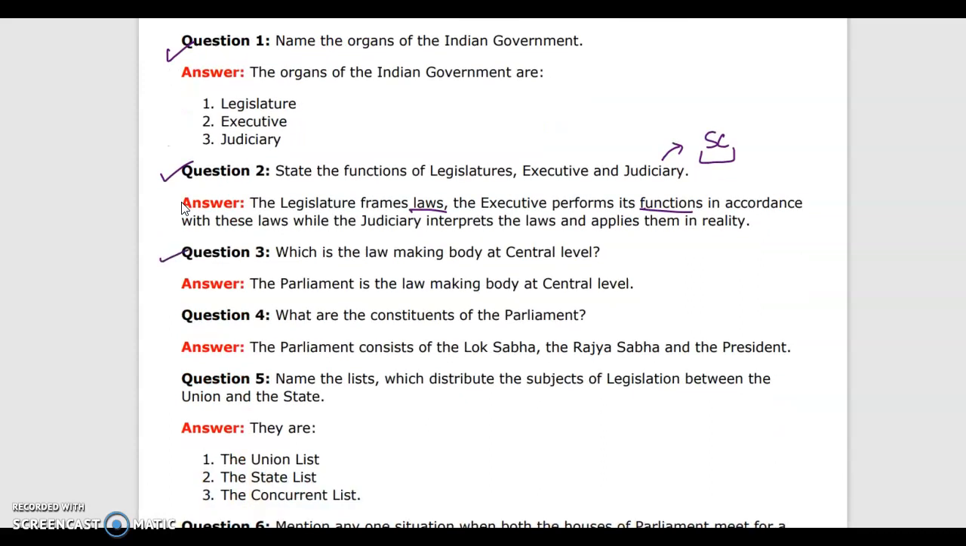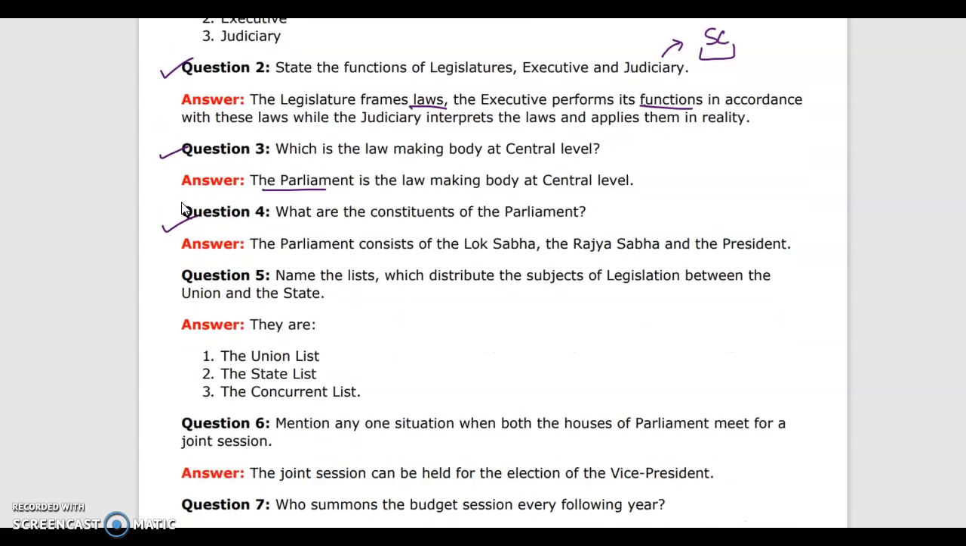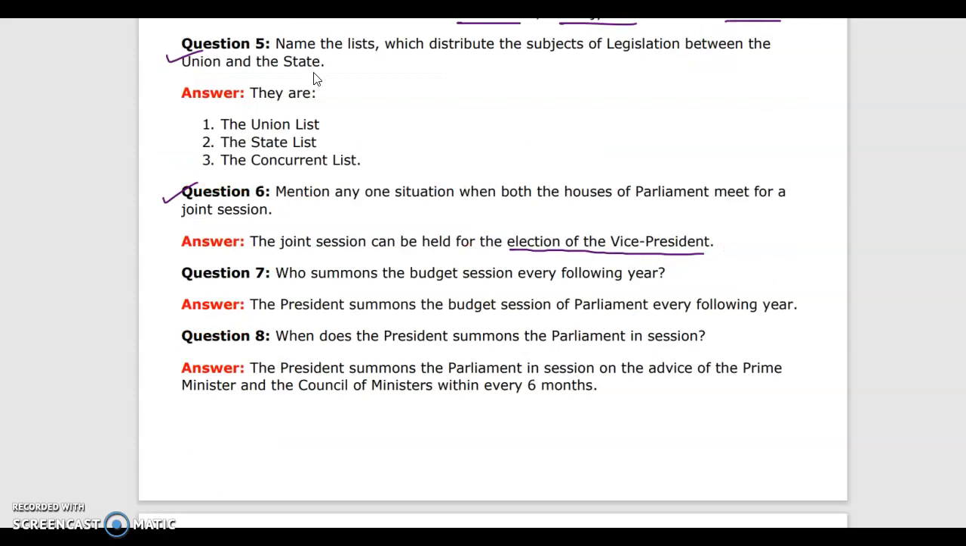Then we come to question number 3, which is the law-making body at central level. The parliament is the law-making body at central level. Question number 4, what are the constituents of the parliament? It has Lok Sabha, Rajya Sabha and the President. This is the lower house, this is the upper house. Name the list which distributes the subjects of legislation between the union and the state. We have these three lists: the union list, the state list and the concurrent list.